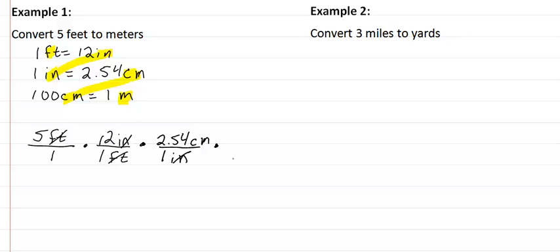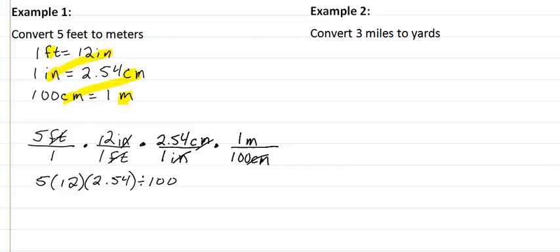And then on our last one, we want to use our conversion with centimeters in it. We have 100 centimeters. And we put 1 meter up top. Centimeters over centimeters is gone. So everything in the top is multiplied. Everything in the bottom is divided. So we have 5 times 12 times 2.54 divided by 100. We always just ignore the ones because they don't make any difference to our calculation. Okay, when I enter that in the calculator, I get that we have 1.524, and we use our unit that we have up here, and this will be meters.